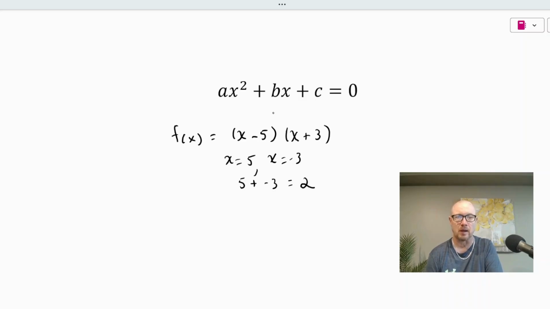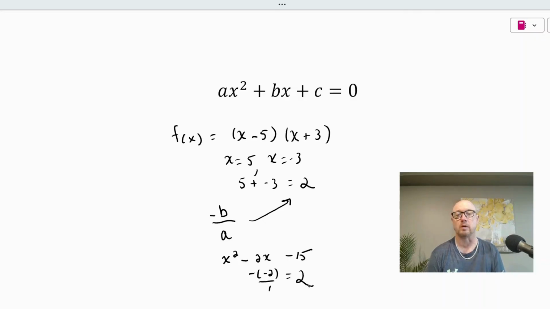bx plus c. If we take the opposite of b, so if we take a negative b and divide it by a, that's going to give us the sum of the solutions. So for example, x minus 5 times x plus 3 is x squared minus 2x minus 15. So the opposite of b is 2 divided by a is 1. So we can see that the opposite of negative 2 over 1 equals positive 2. All right, so that's the first one.